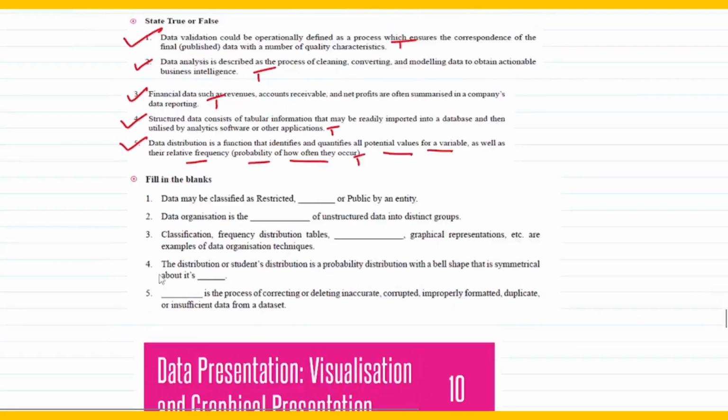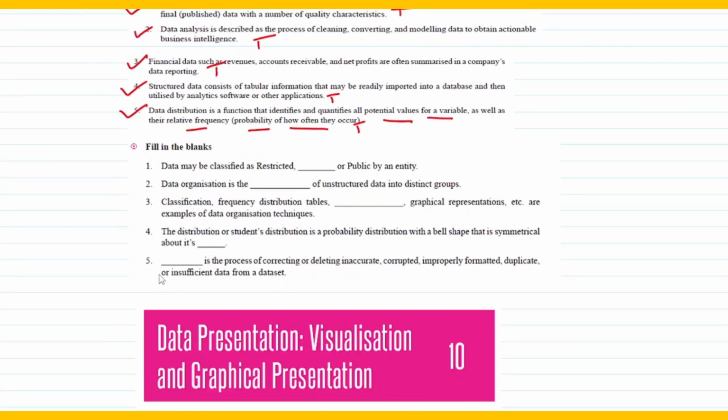Now finally we come to the fill in the blanks. The first: data may be classified as what? They may be classified as restricted, private, or public by an entity. This is in chapter 9.2, and there is a table that we did. If you haven't seen that, please see that. It is the data classification matrix that we discussed. In that matrix, we discussed the classification of the data, which can be in the form of restricted, private, or public entity, right?